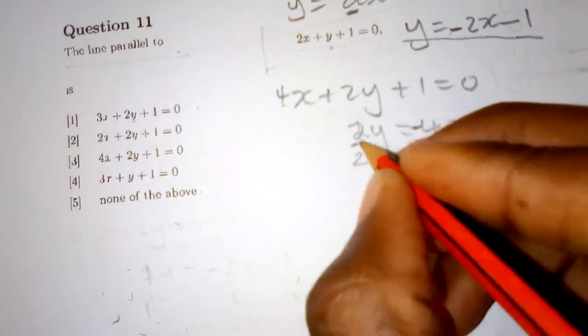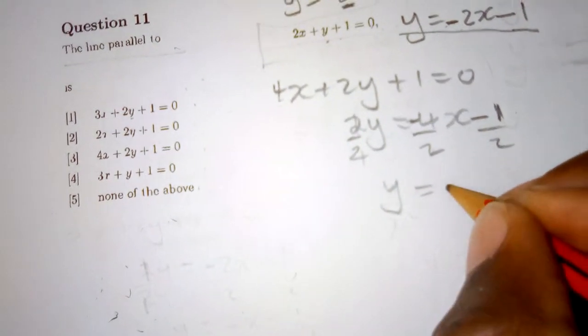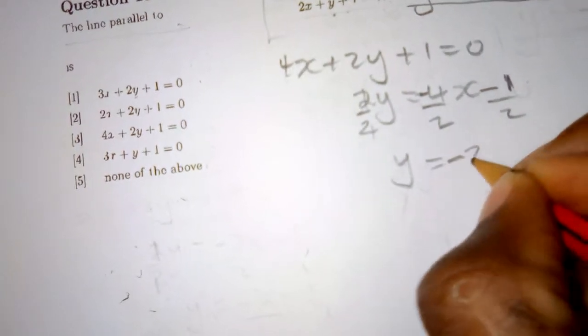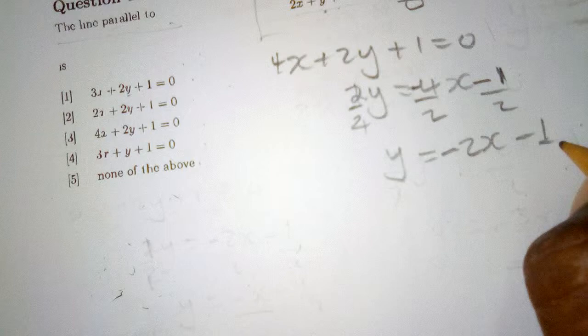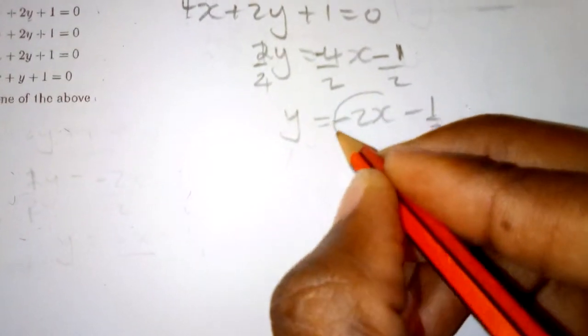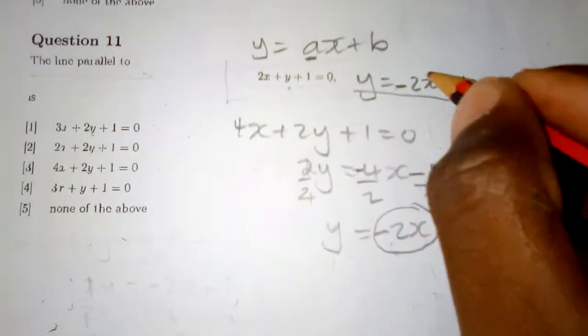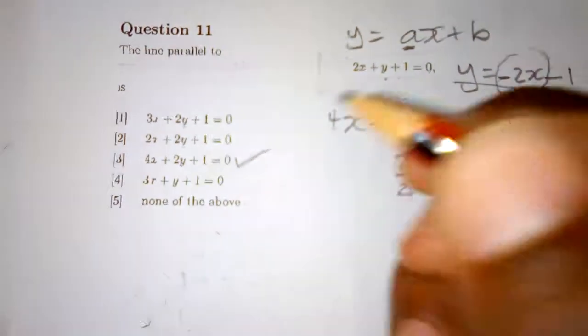And now you cancel, y is equals to, and then minus 4 divided by 2 is going to be minus 2x minus 1/2. So since now in these equations you got minus 2x, so it means this slope is equivalent to this slope. So option 3 gonna be correct.